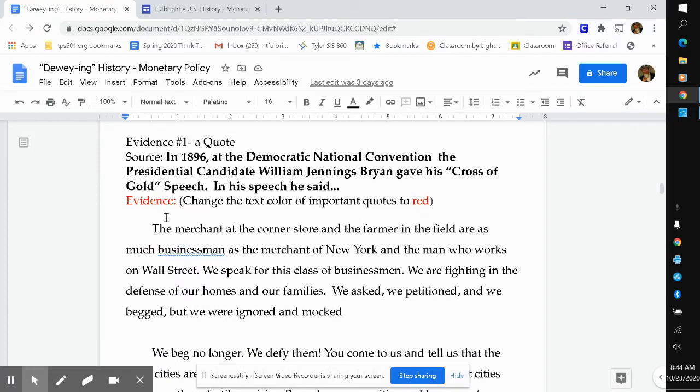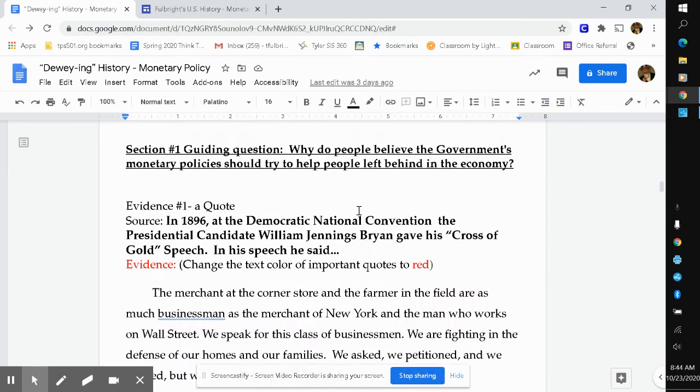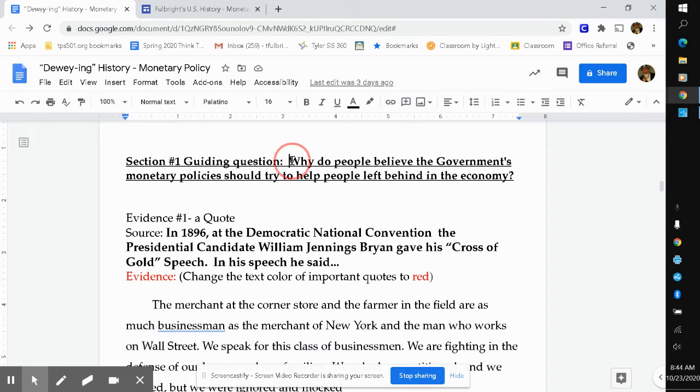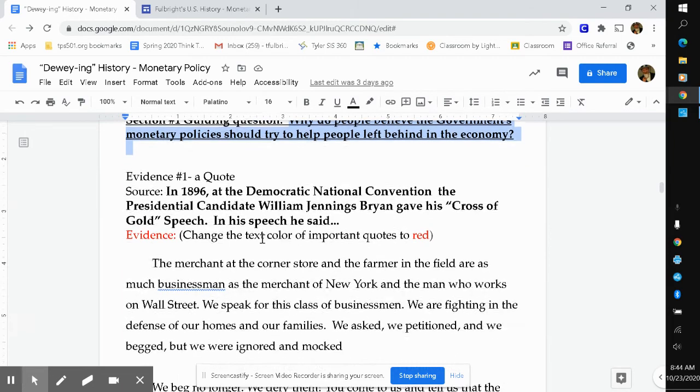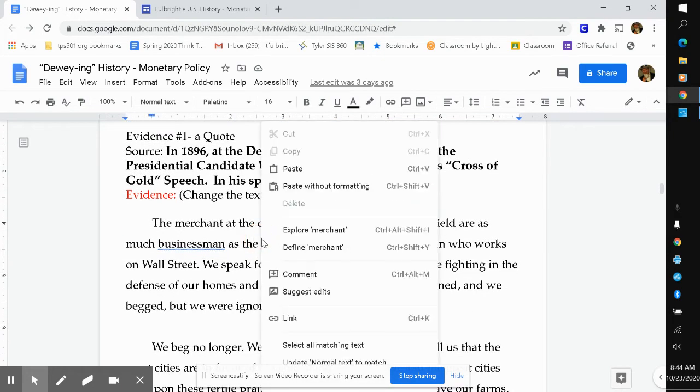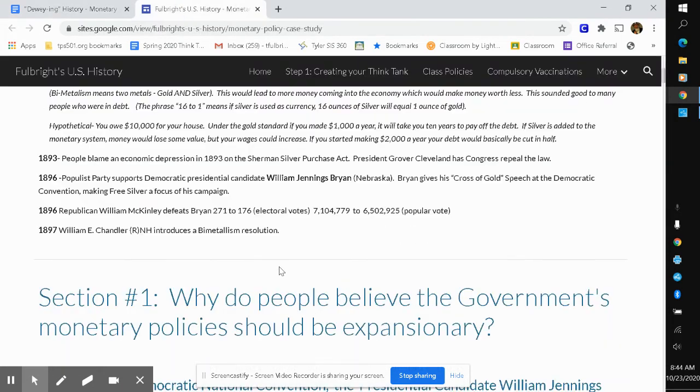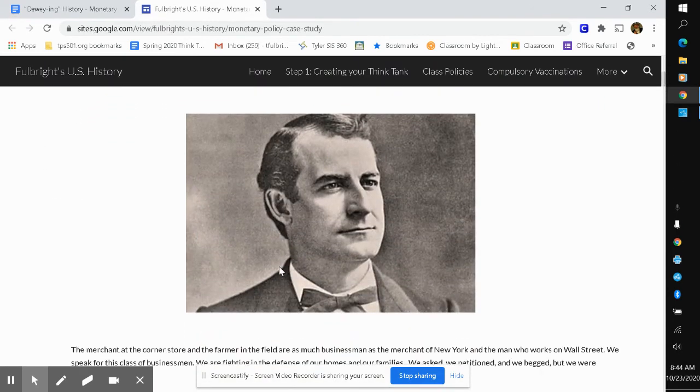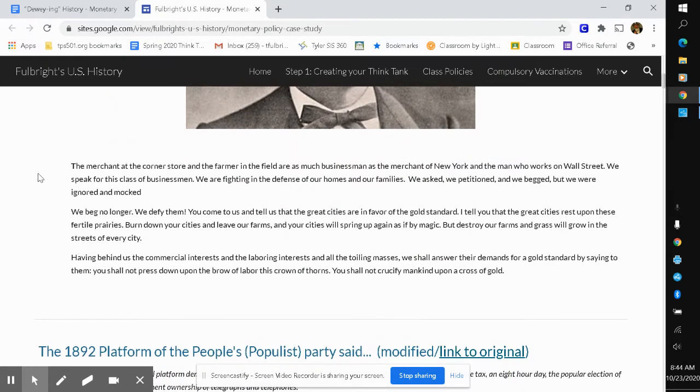Now we're going to read some quotes from the past to try and find out why people would support or oppose this. Our guiding question for section 1: why do people believe the government's monetary policies should try to help people left behind in the economy? William Jennings Bryan, this man right here, is going to explain to you why that is.